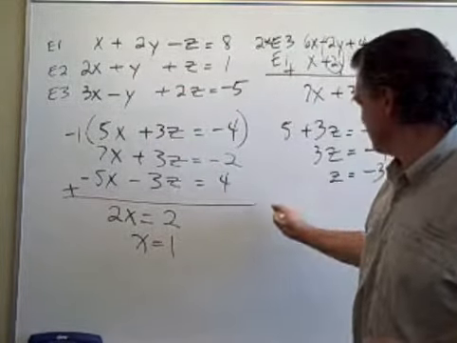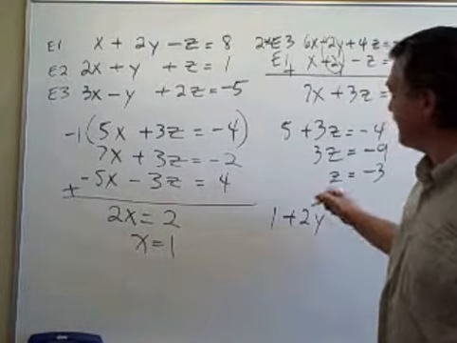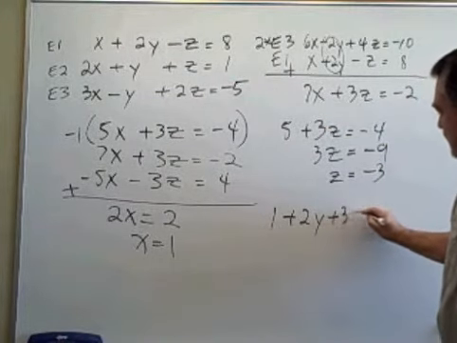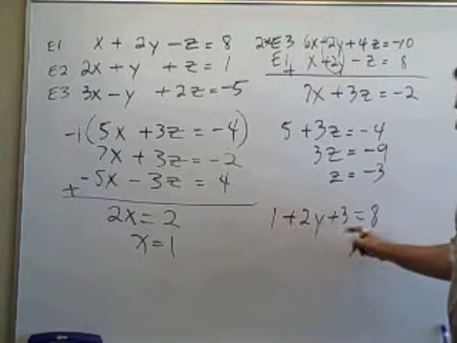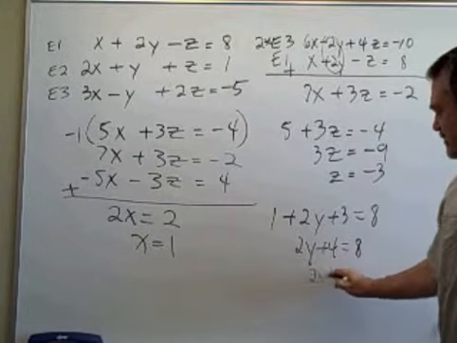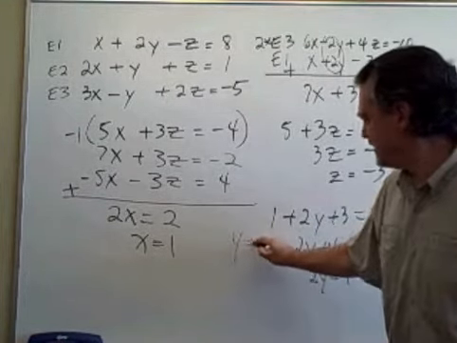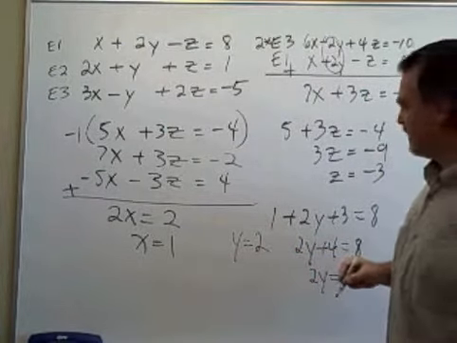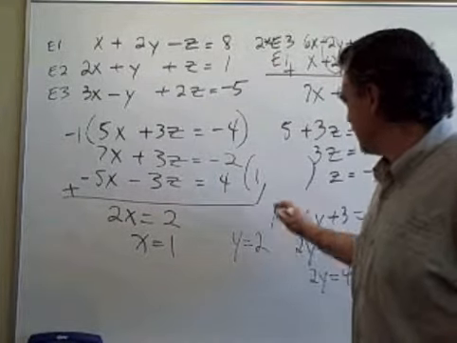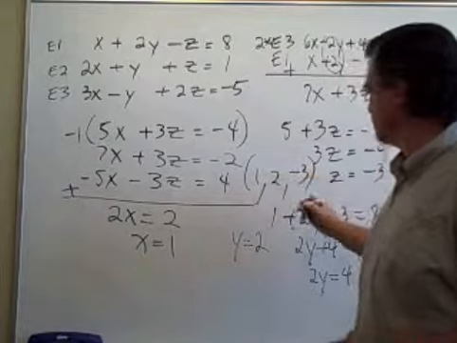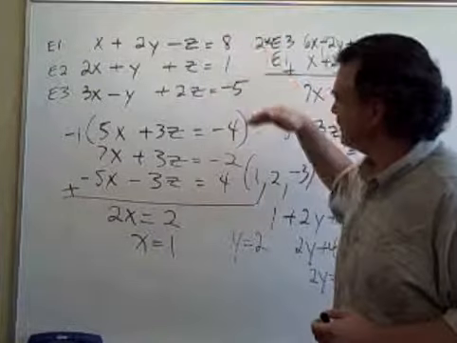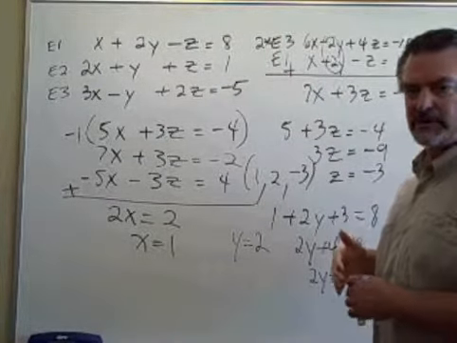If x is 1, that will become 1 plus 2y minus the z, minus negative 3 is plus 3. 1 plus 3 is 4. Subtracting 4, I get 2y equals 4, or y equals 2. And the ordered triple solution is x is 1, y is 2, z is negative 3. And we have found that one value that is a solution to every one of those linear equations in 3 variables.